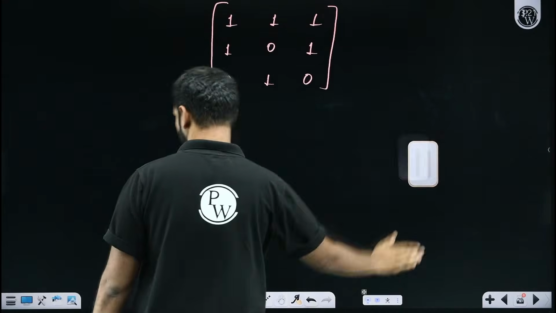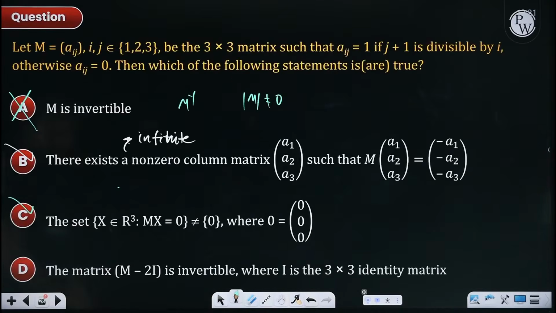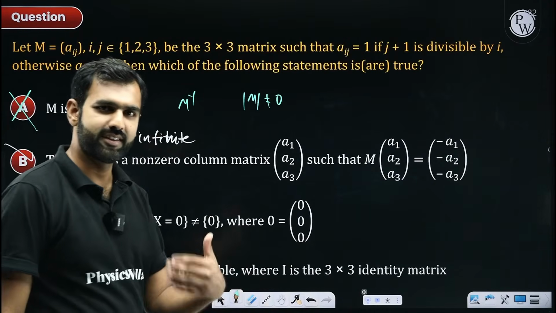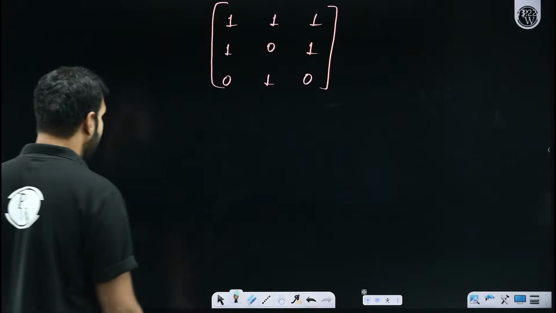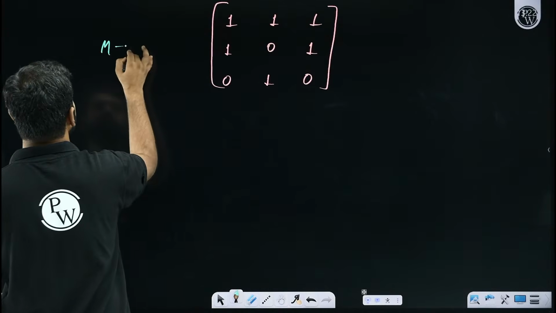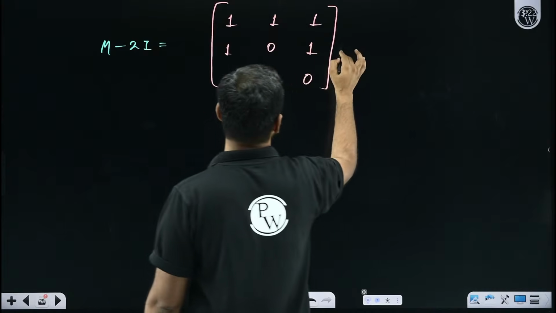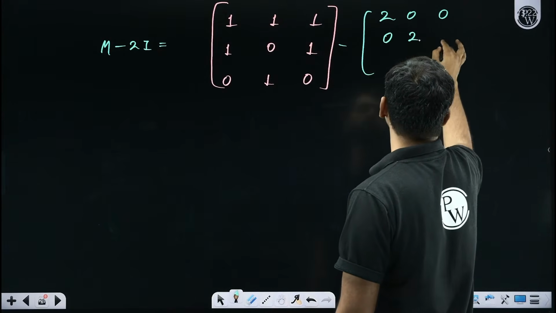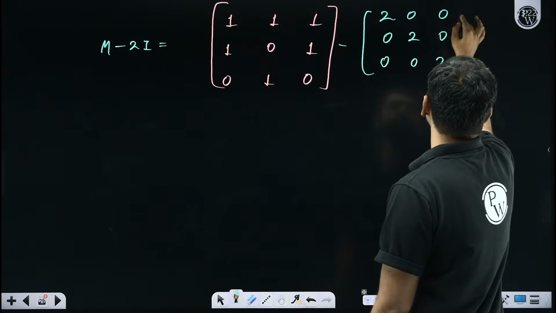What is option D saying? Option D says the matrix M minus 2I is invertible. So, let's define M minus 2I. This is M, and minus 2I is what I need to do. So minus 2I: 2, 0, 0, 0, 2, 0, 0, 0, 2. That is M minus 2I.